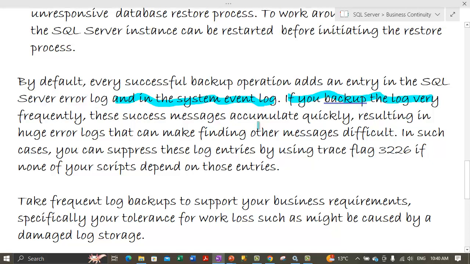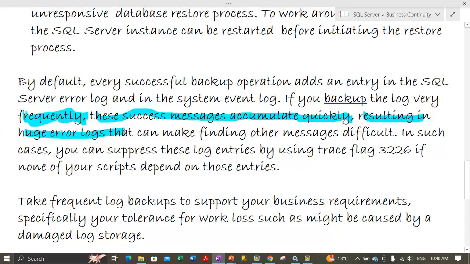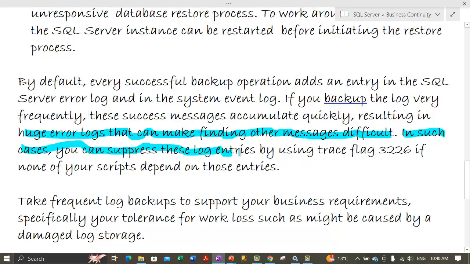And if you back up the log very frequently, so our backup log frequency is very often, the success messages accumulate quickly in the log files, resulting in huge error logs that can make finding the other messages difficult. Now in such a situation, you can suppress these log entries.